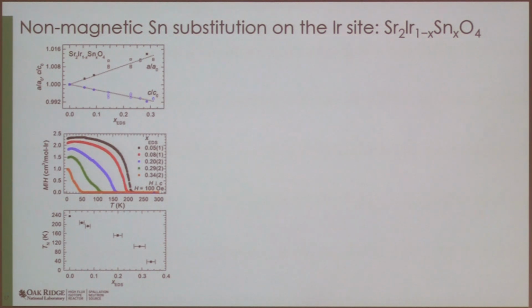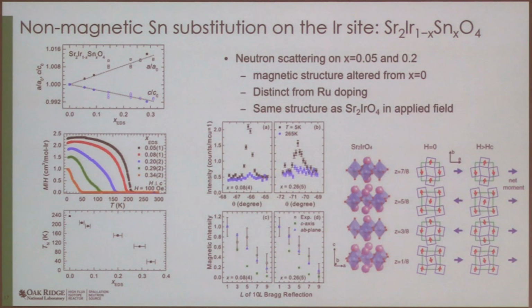Here are just some results where you can see there's a slight change in the lattice, and we can reduce the magnetic transition temperature, shown here. So looking at neutron diffraction measurements for 0.05 tin and 0.2, what we see is we get the same magnetic structure that happens to the undoped case when you apply a magnetic field. So we get a structural change, but it's distinct from the ruthenium case, and it matches the case for this 214 in applied field. We published all this data, but this is still ongoing work to try and understand the difference and exactly what's going on with the doping.